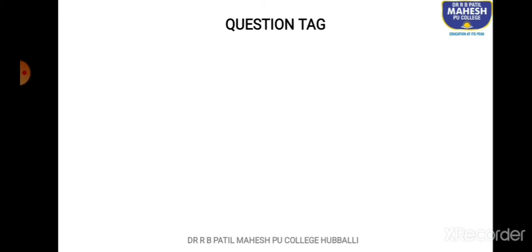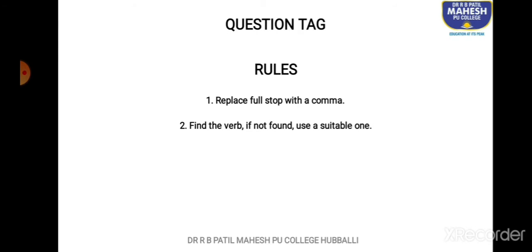Moving further, question tags. So what are question tags here? Let us know the rules of question tags. In order to frame an assertive sentence into an interrogative sentence, we need to take the assertive sentence, remove the full stop and instead place a comma after the sentence. First rule. Rule number two, find the verb. If you do not find the verb, that is the auxiliary verb, please use a suitable one.